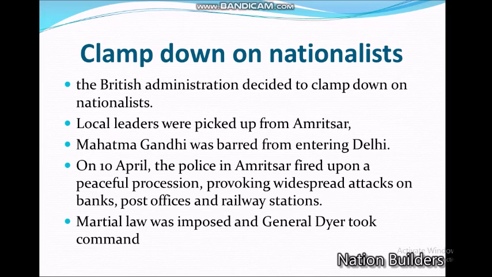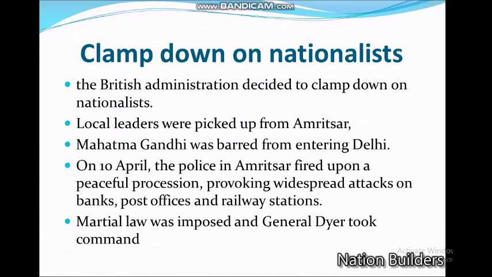With these reactions by the Indians, the British government was alarmed by the popular upsurge and scared that lines of communication such as the railways and telegraphs would be disrupted. The British government got frightened. That is why the British administration decided to clamp down. Clamp down means strict action. They wanted to take strict action against the Indians.